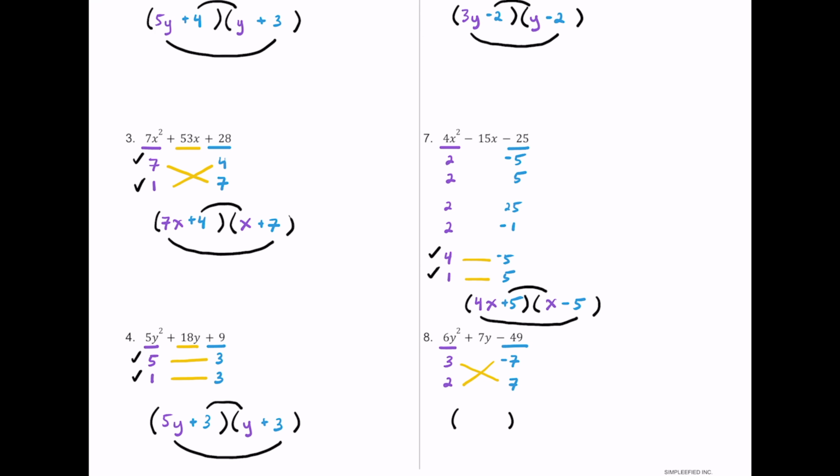Easy part now is just filling in the pieces in the right spot. So the 3 represents 3y, the 2 represents 2y. What did the 3 pair with? The 3 paired with a positive 7, and the 2 paired with a negative 7. So again, for the outers here, that's located in this location, and for the inners, that's over here. If you swap the inners and outers, it doesn't matter, so feel free to switch those if it works for you.